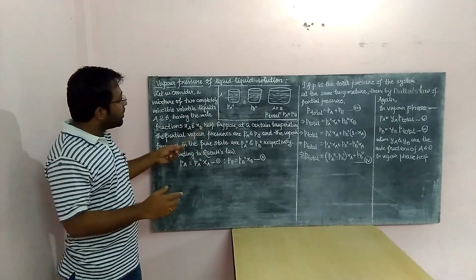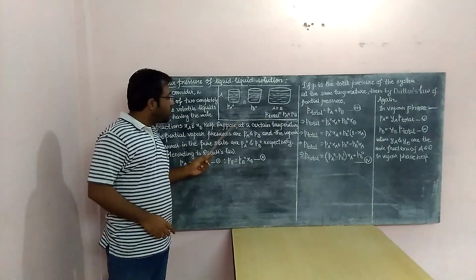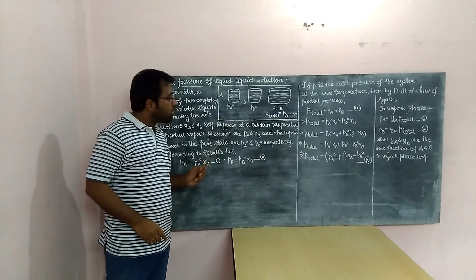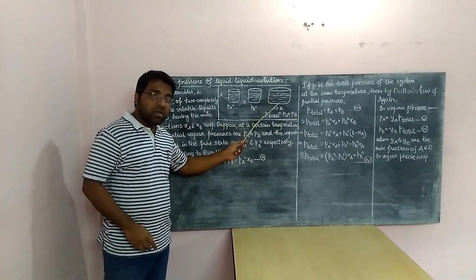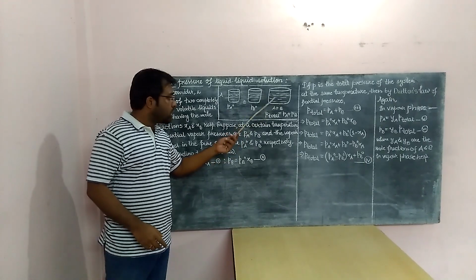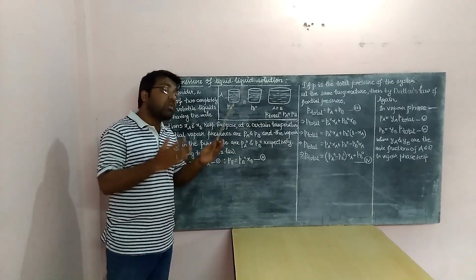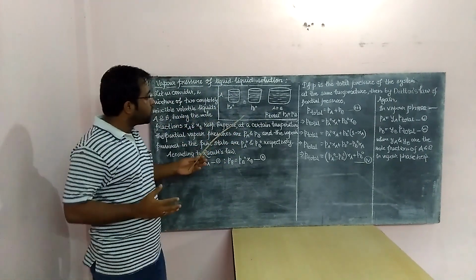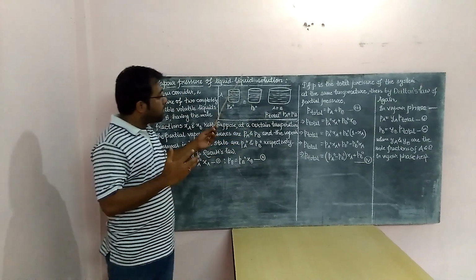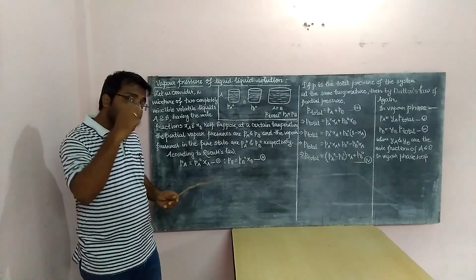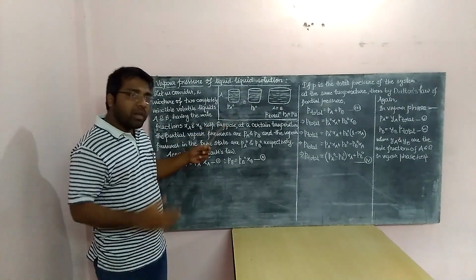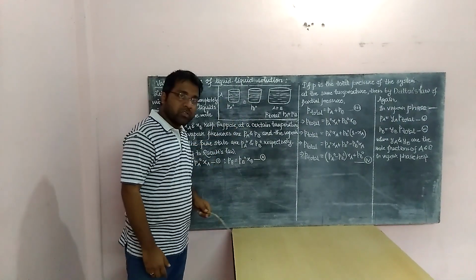Now, as we are going to discuss the solution, if we mix A and B, then we will get a solution, and let us say the solution is A plus B. That means by mixing these two, we have got a solution, and there will also be a vapor pressure. Now, let's talk about the total pressure.